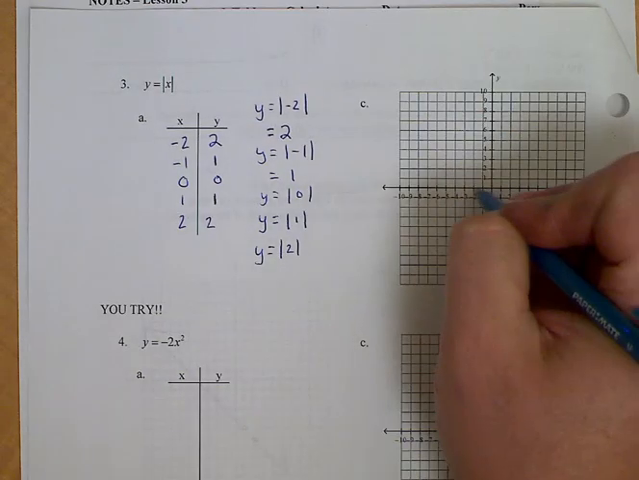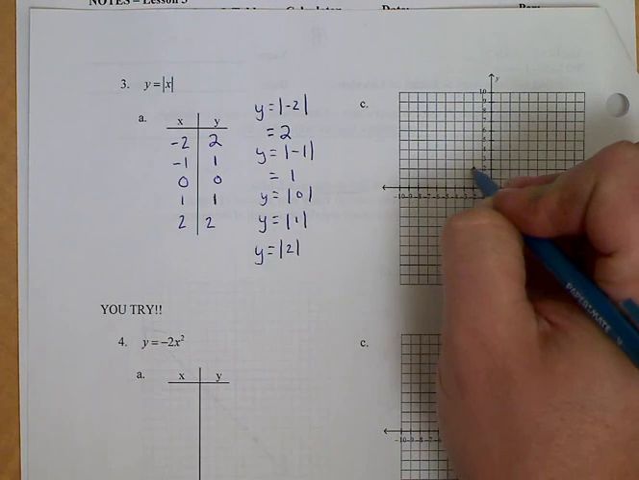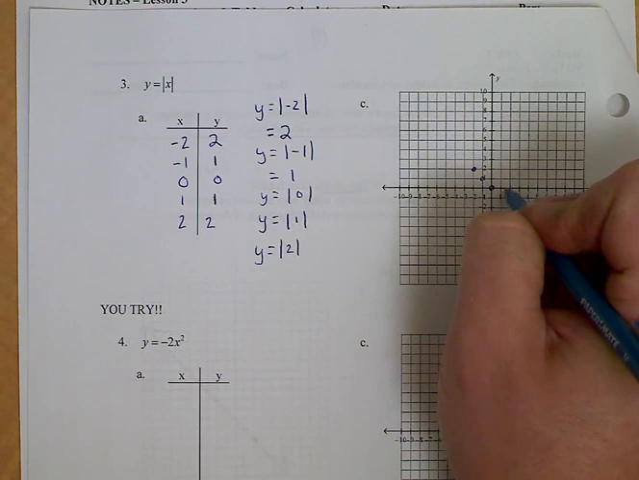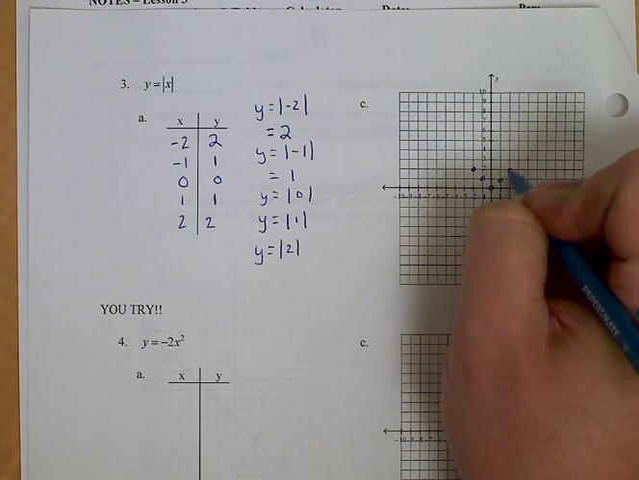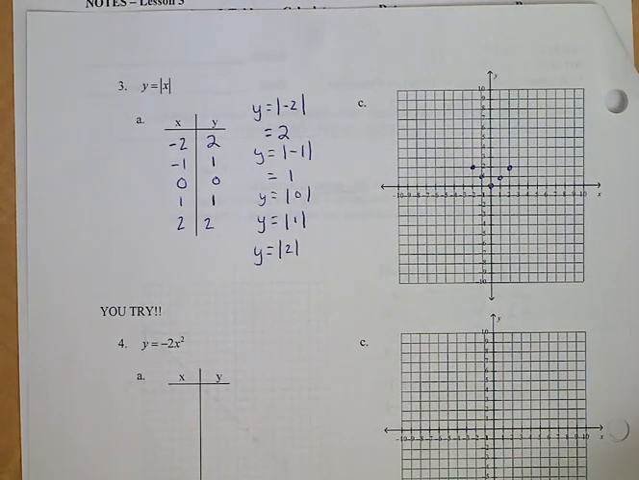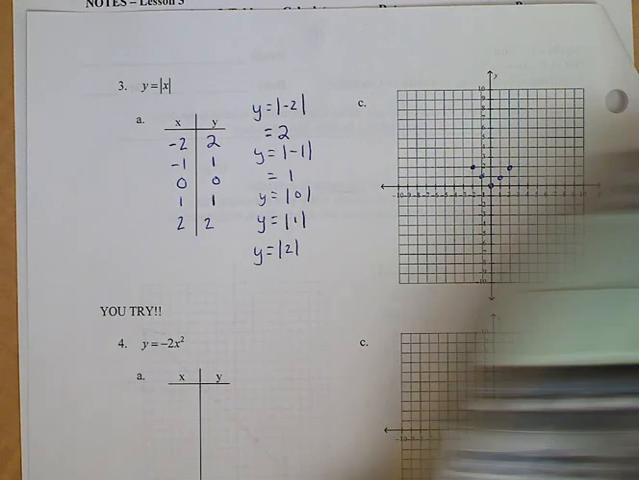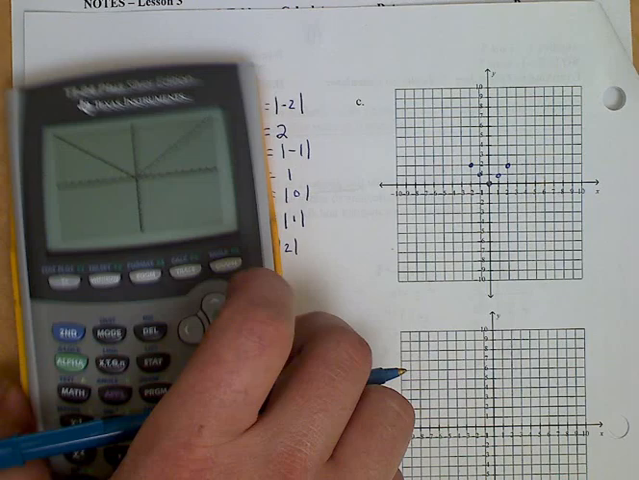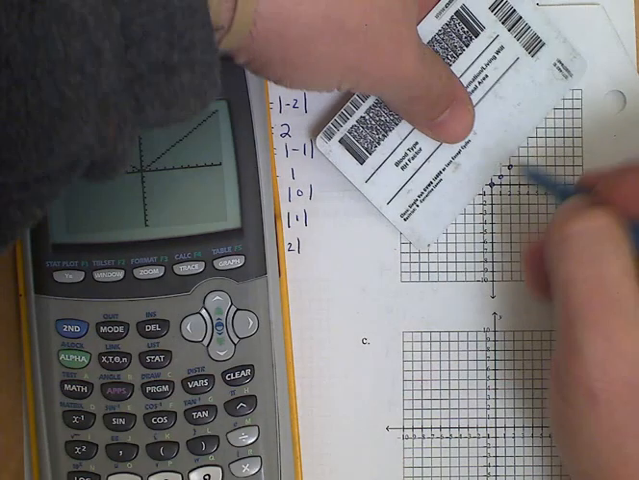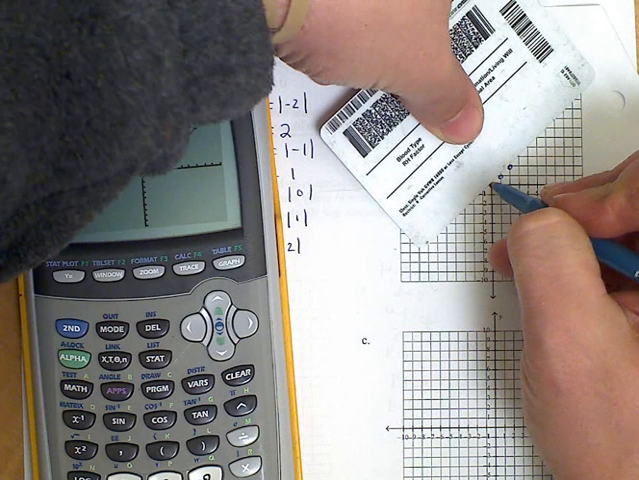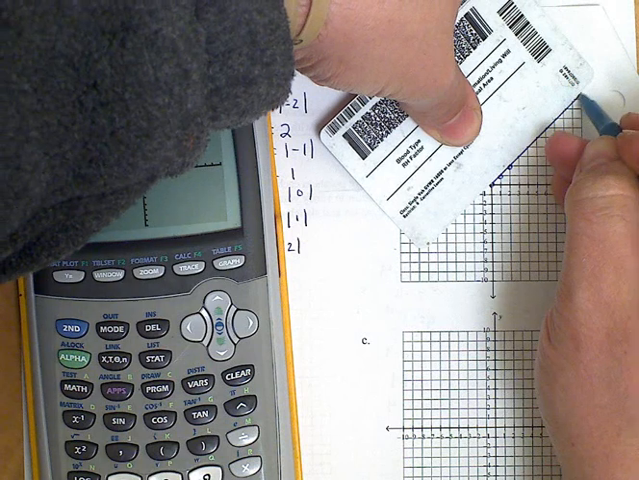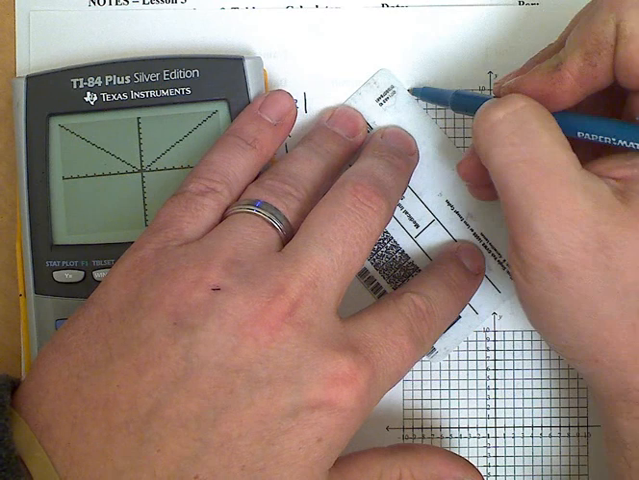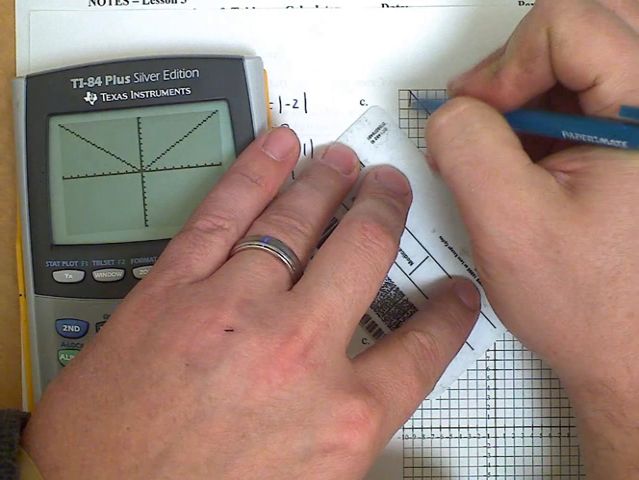-2, 2. -1, 1. 0, 0. 1, 1. 2, 2. Okay, and I know these keep going. That's why I use my graph to know whether it stops or it keeps going. So let's go ahead and draw my nice lines here. Again, you guys should use your IDs for this, so you have nice straight lines, so we know on quizzes and tests that you graphed it correctly.